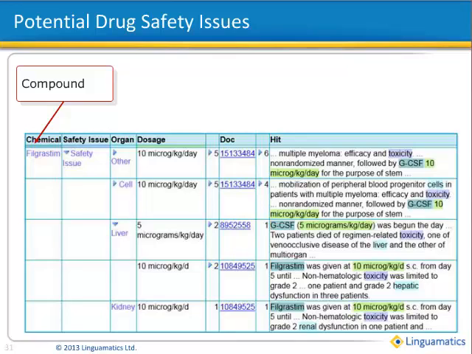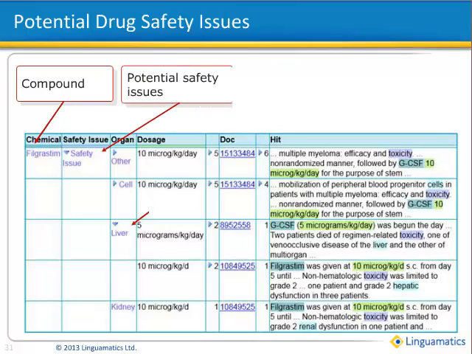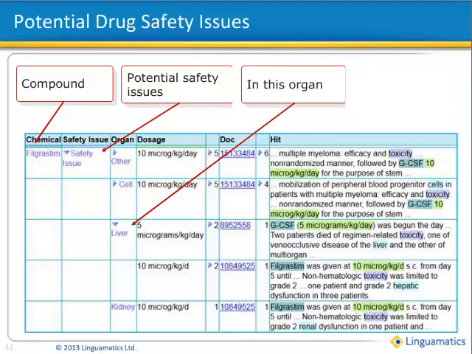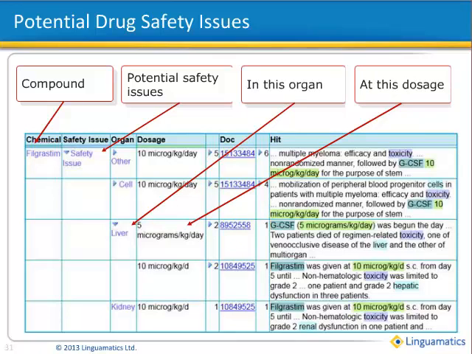In this next example, we're showing some extraction of numerical information. So in this case, we're looking at particular dosages. We're looking at compounds. We're looking for safety effects found in the documents, and then we're looking at dosages. So we're able to combine together numerical information with other information from the document.